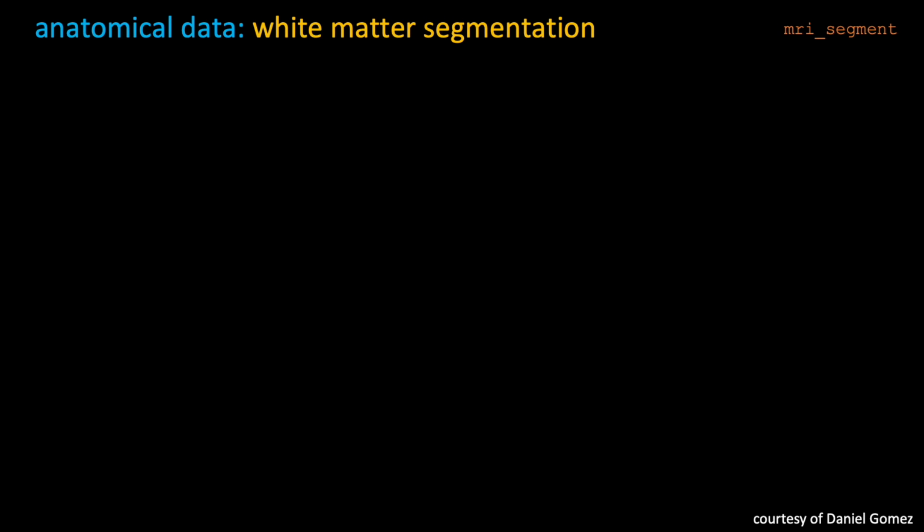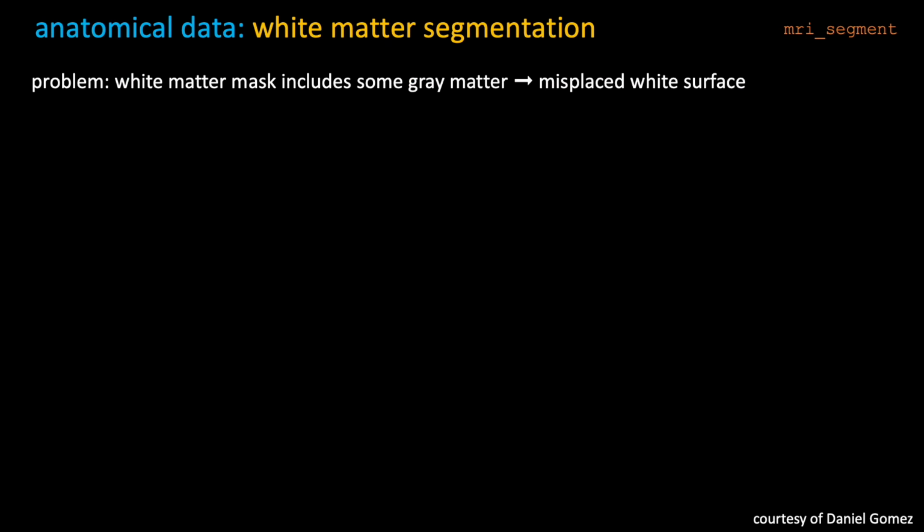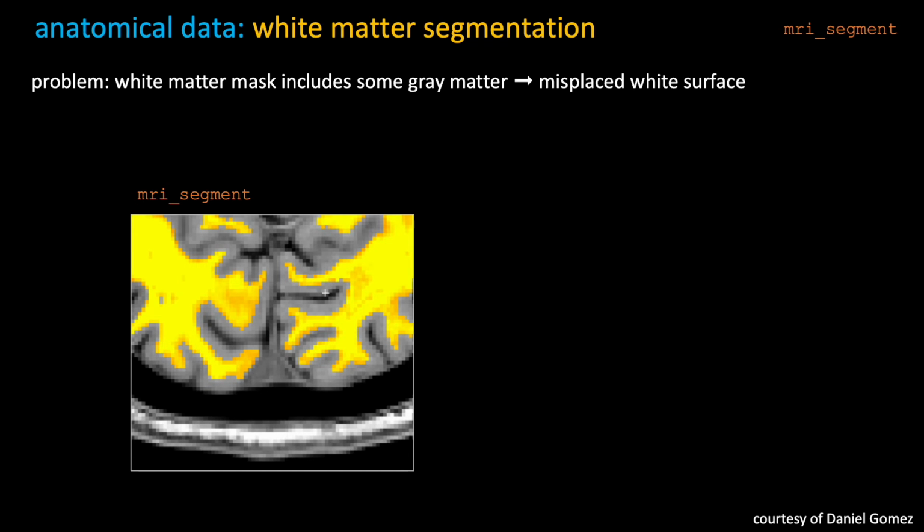Okay, so let's move on to the white matter segmentation now. That's performed in Recon-All with the MRI segment command. And here our problem is that very often we have white matter masks that include some gray matter, and that would lead to misplacement of the white surface. So here's a nice example from Daniel again, showing a result of the MRI segment run with the default parameters. And you can see a problem.